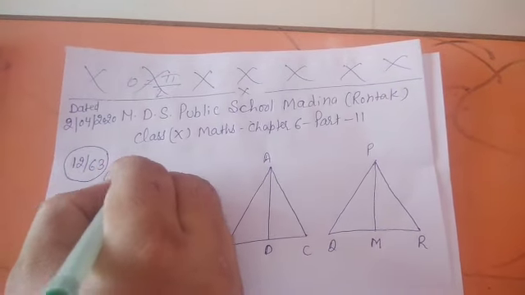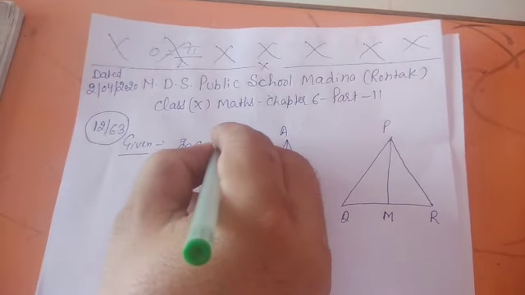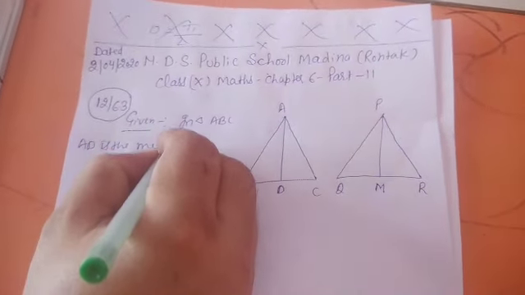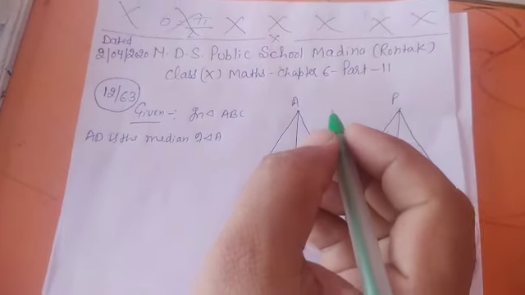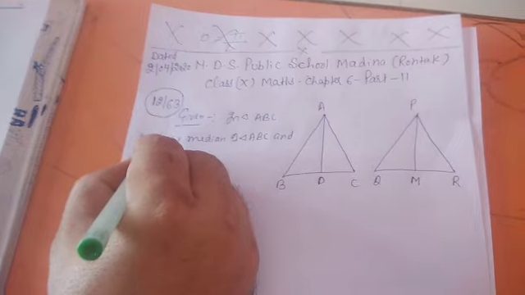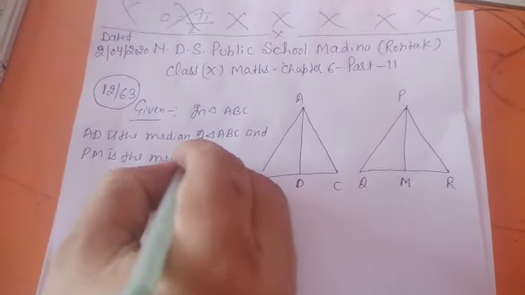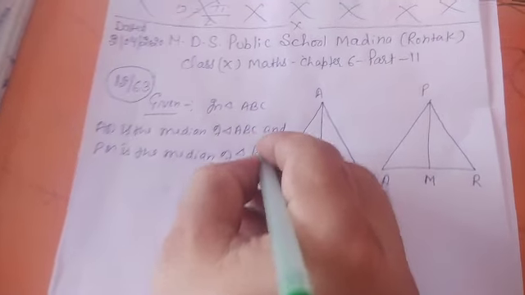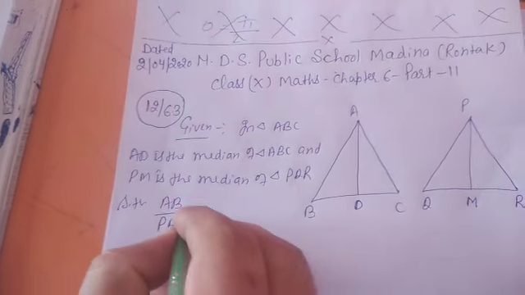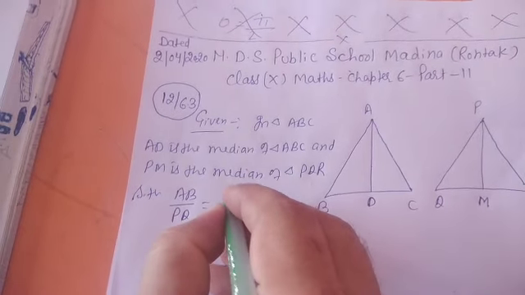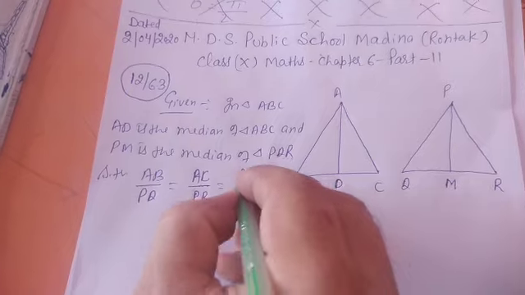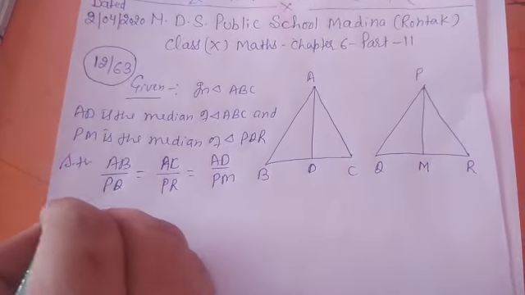What can you write as given? In triangle ABC, AD is the median of triangle ABC and PM is the median of triangle PQR such that AB by PQ is equal to AC by PR is equal to AD by PM.